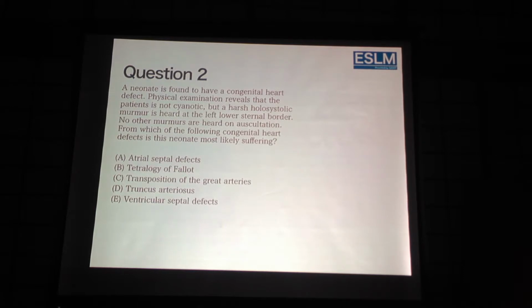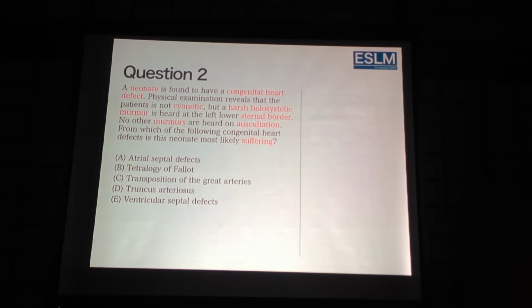A. Atrial septal defect. B. Tetralogy of Fallot. C. Transposition of the great arteries. D. Truncus arteriosus. E. Ventricular septal defects. So from the 3rd grade, I think you should know at least the name of it, right? So at this point, do you guys understand what kind of question they're asking? So they're asking about congenital heart defect.